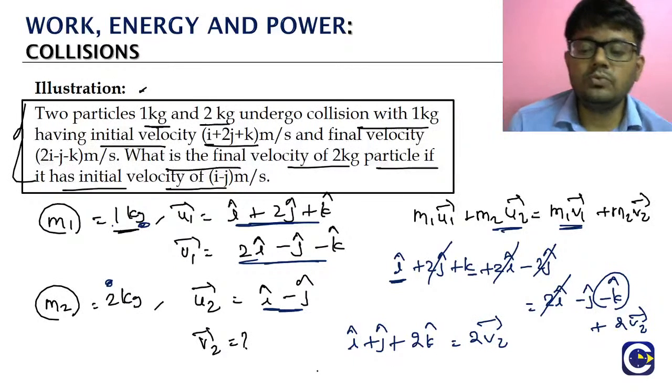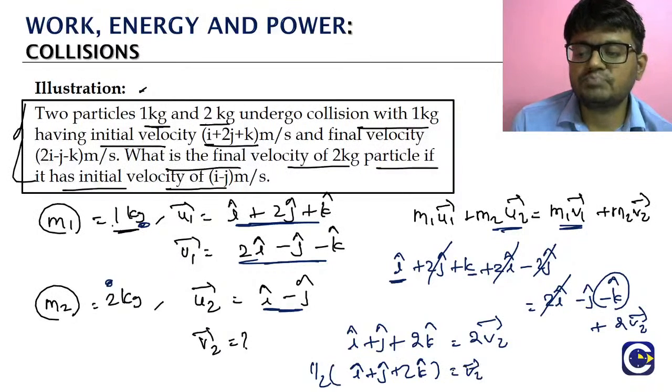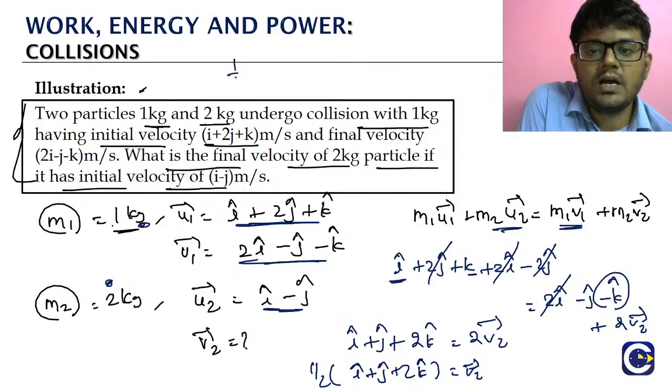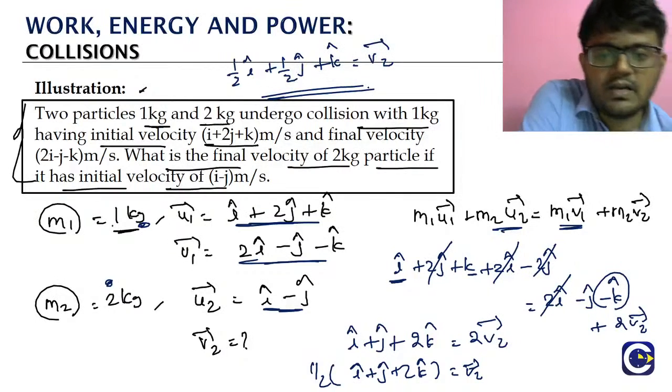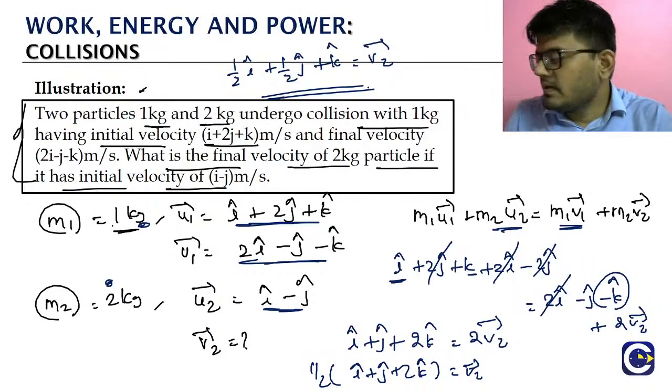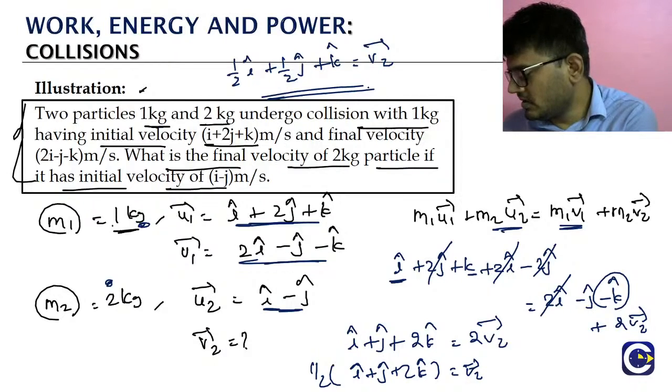Which means v2 will be half of i plus j plus 2k. That is our v2. In fact, we can write it as half i plus half j plus k. That is the final velocity of the 2 kg particle after the collision.